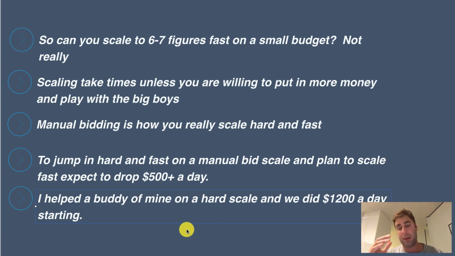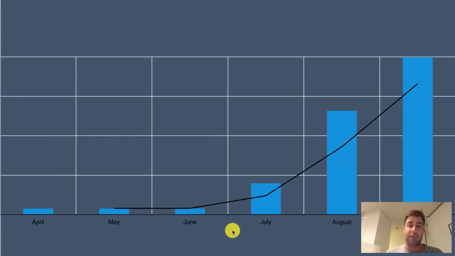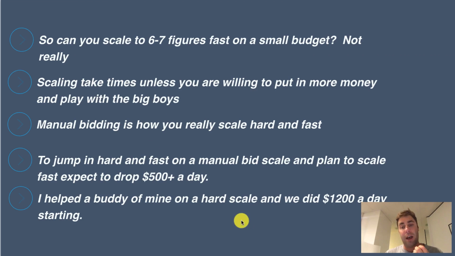We just went up and up and up over time, but we started with $1,200 a day, and that's what you need to do these huge scales. Remember, you can start on $5 on your testing. When you want to scale hard, you need to put in the big dollars that all the big boys are putting in, especially if you're in a competitive niche. You need to jump in and just get those big bids and then slowly work your way down. That's really what we did.